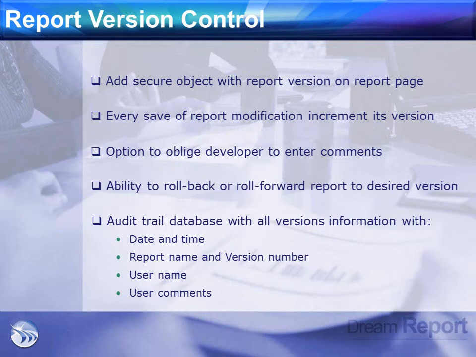Also, if a user wants to roll back a specific report to a specific version, it's possible to do so as well. The user can select any report, then select any available version of that report. Click on the Rollback button and the report will be loaded in Designer Studio exactly as it was saved with the selected version. So this is a complete version control system, which tracks the version of each separate report and creates an audit trail table with those records.